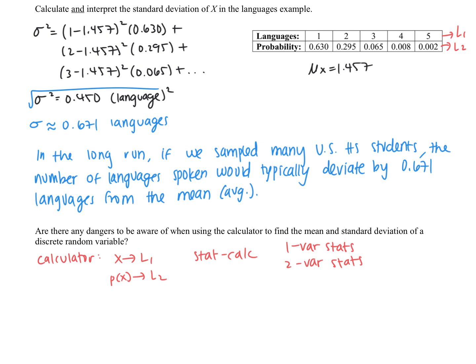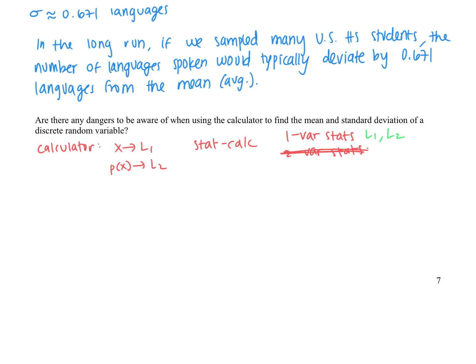So I think it makes most sense to say, well, we have 2 lists, so we must have 2 variables. That's not the case, though. The only variable we have is number of languages spoken. So you're going to do 1 var stats, like we just did. You're going to do L1, which is where your data is, and list 2, which is where your probabilities are. Here's what I need us to know about using the calculator. 1 is that you must show your work.